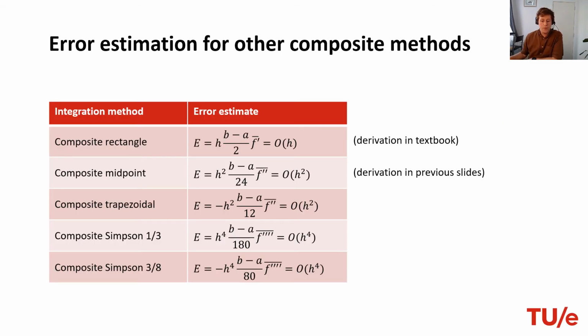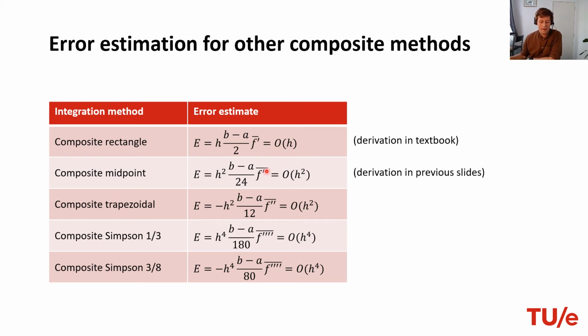We could also do the same for all of the other Newton Cotes integration methods, at least that we've seen so far, all of the other composite methods. In the textbook, there is a derivation of the composite rectangle method, and the derivation is completely analogous to what I've just shown you for the composite midpoint rule. So you can take a look at it, and what you will find is that the rectangle rule is first order. So if you decrease h by a factor 2, also the error will go down by a factor 2.